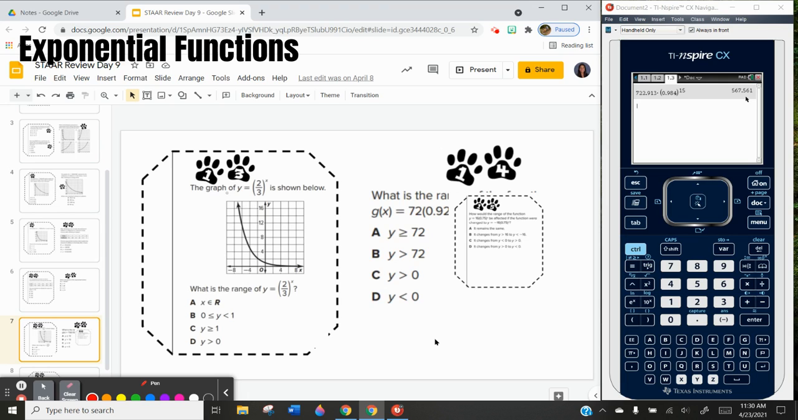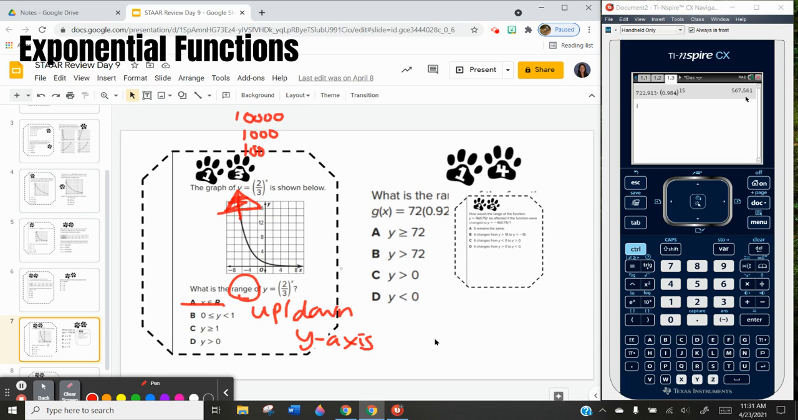Problem number 13. The graph of y equals 2/3 raised to the x is shown below. What is the range of the equation? So range is how far up and down your graph is going. So up and down stands for the y-axis. So that means they're asking for your y values, which means I can cross out A. If I'm looking up and down, you can see that the arrow up shows that it continues to go all the way up to hit 100, 1,000, 1,000,000. It continues to positive infinity.